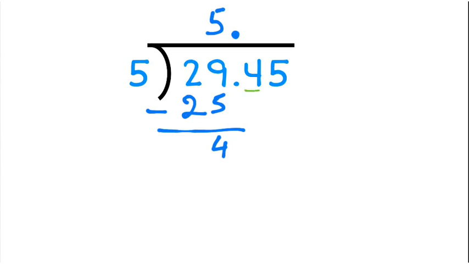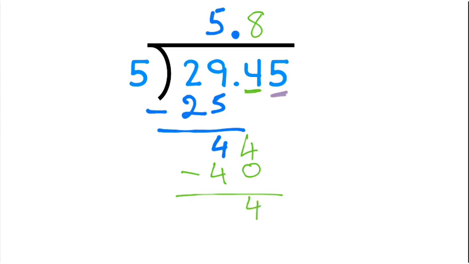Now I'm going to bring down the 4 that's there and ask myself, how many times does 5 go into 44? Well, I know 5 times 8 is 40. So I'm going to do 44, take away 40, which will leave me with 4.